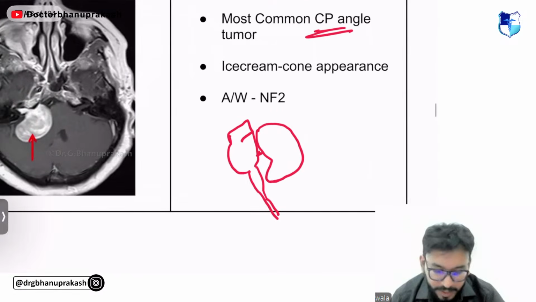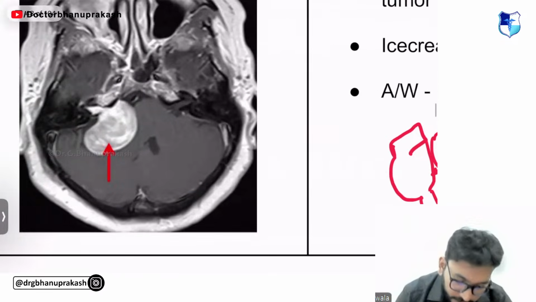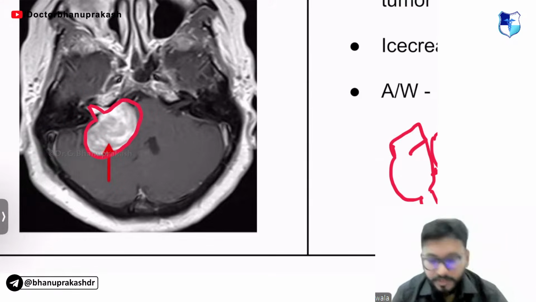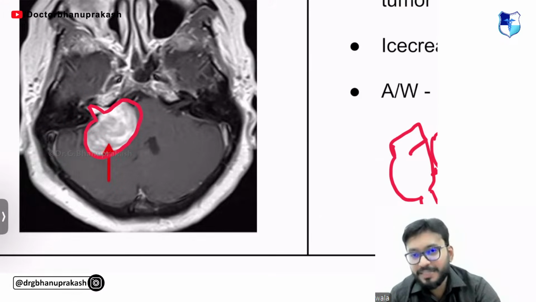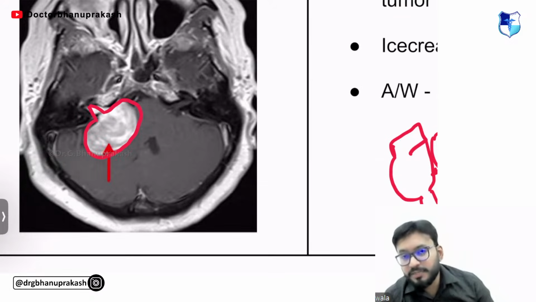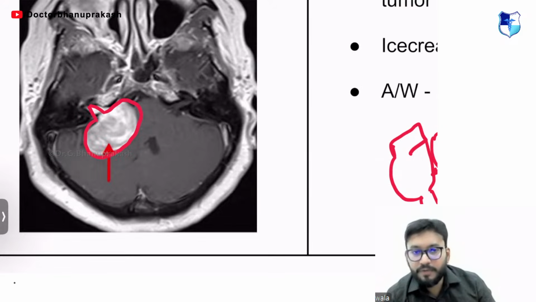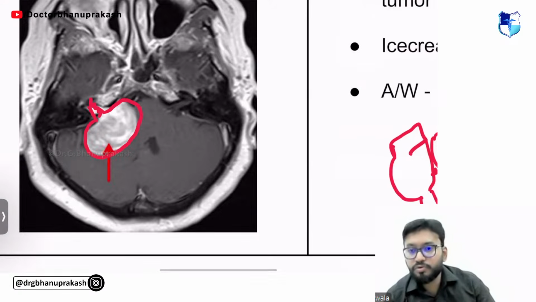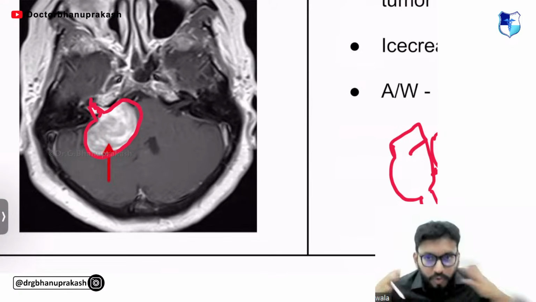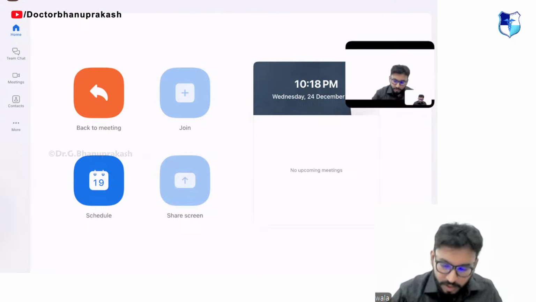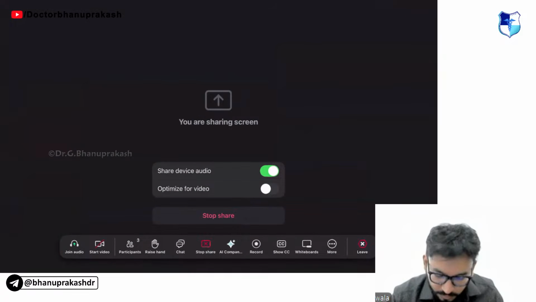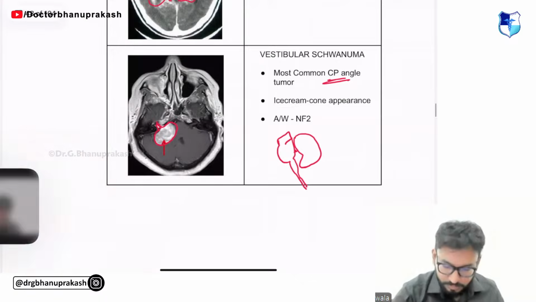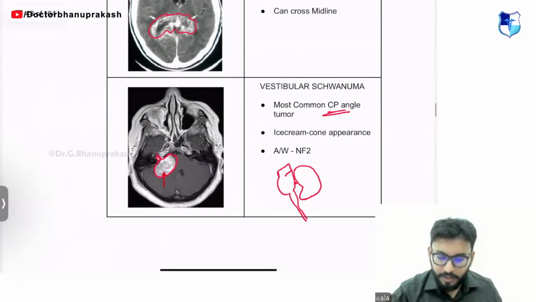This is the most common CP angle tumor. You can see here, it looks like an ice cream cone. This is the cone, and this is your ice cream. Why does it look like this? Because it arises from your eighth nerve, the vestibulocochlear nerve, and the eighth nerve is entering into the internal acoustic meatus. It is going in, so the tumor follows.